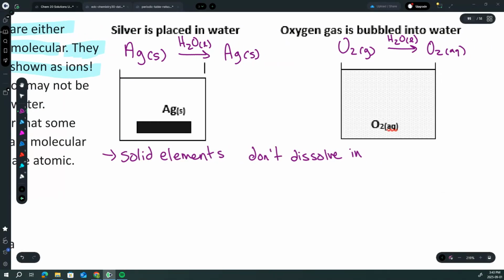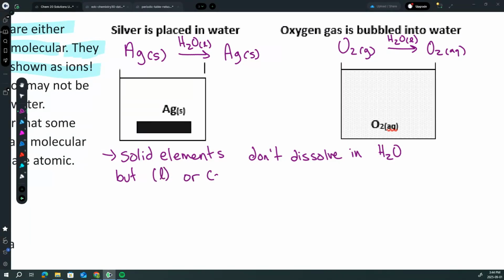So solid elements don't dissolve in water, but liquid or gas elements can. And we'll just write liquid.